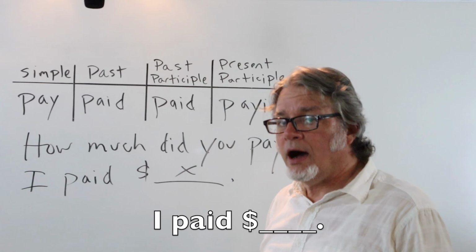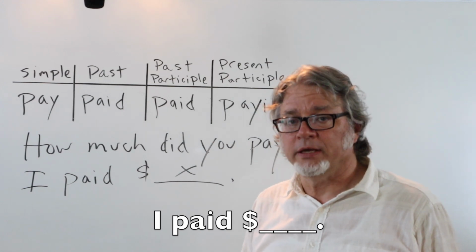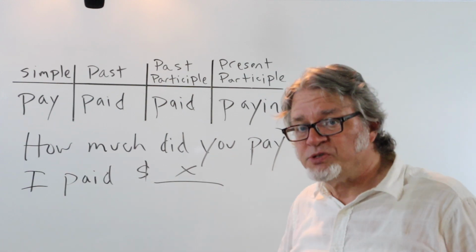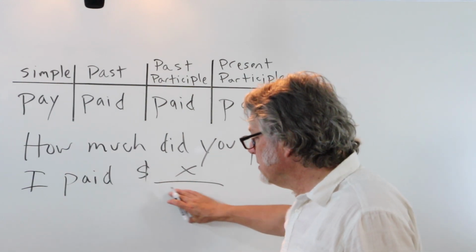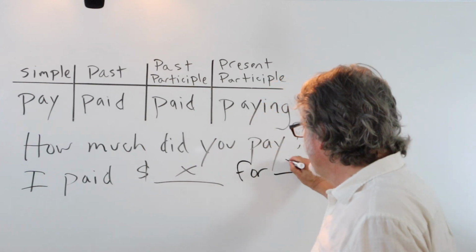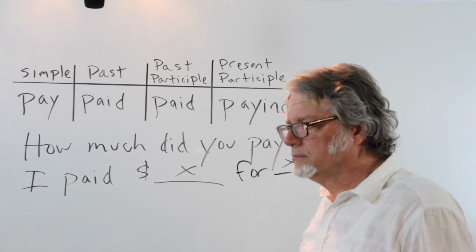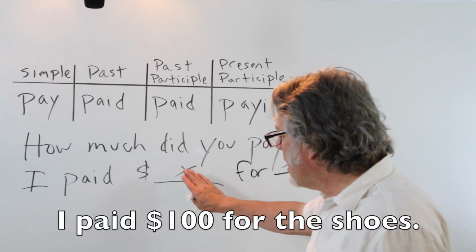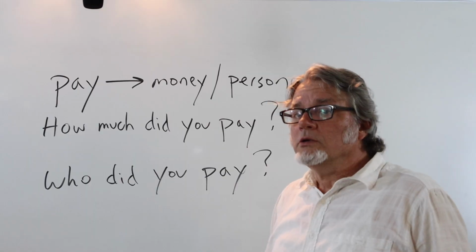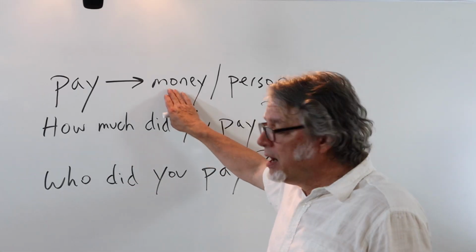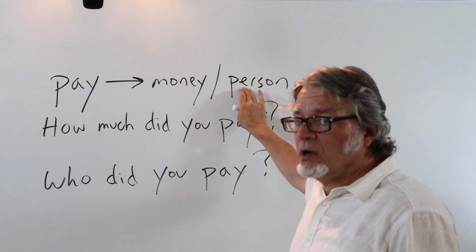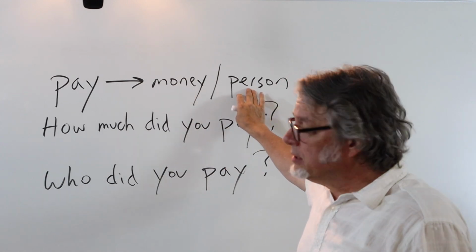I paid $100. I paid $1,000. You could also add on a prepositional phrase. I paid this amount for, and then here would be the thing. I paid $100 for the shoes. Use pay with money, but the word pay can also be used with a person.